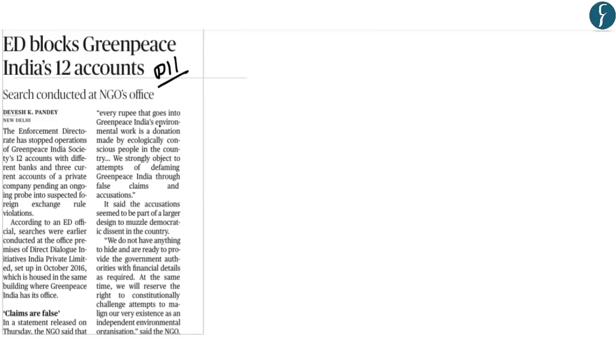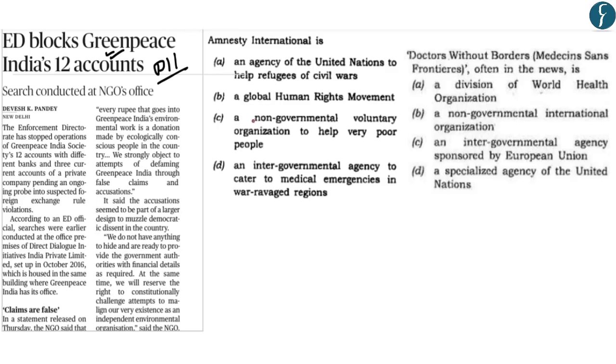Now there's one aspect that you need to understand from this article with regards to your prelims examination, and that is what is Greenpeace. The reason you need to know this is because previously questions have been asked as to what is Amnesty International in the prelims of 2015, and what is Doctors Without Borders in the prelims of 2016, wherein questions have been asked in the prelims examination on the purview of an international non-governmental organization or an international NGO.